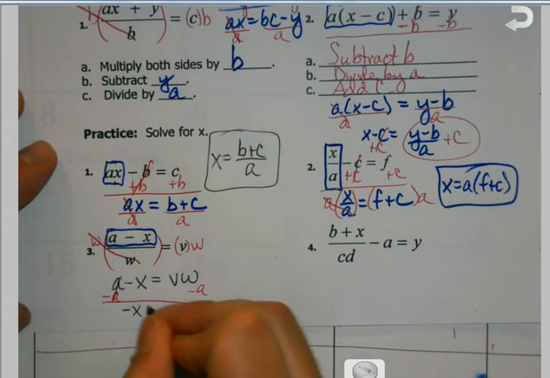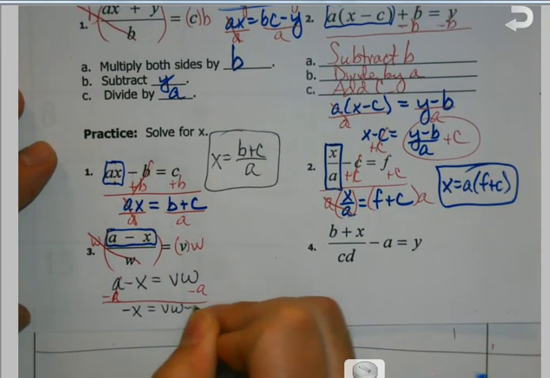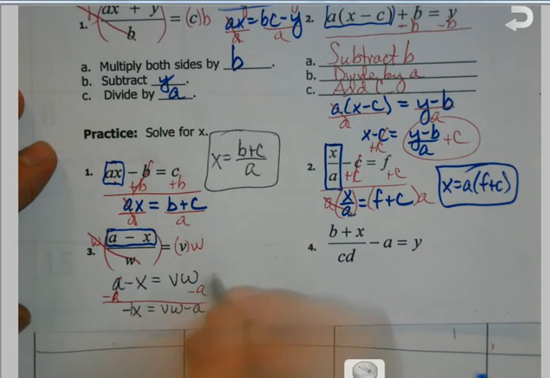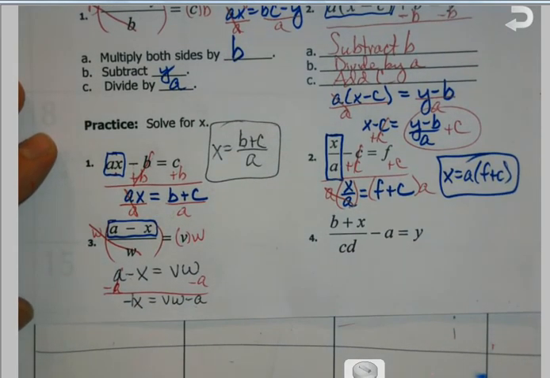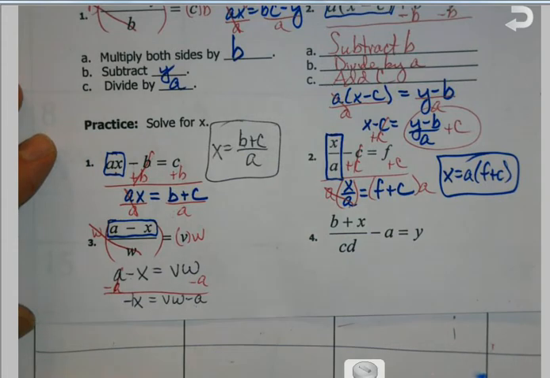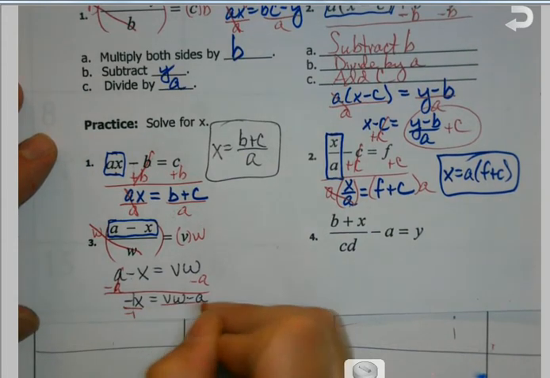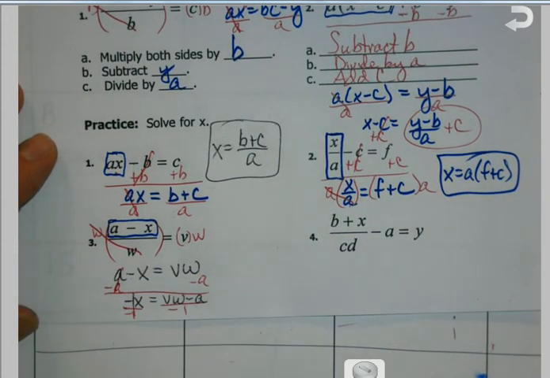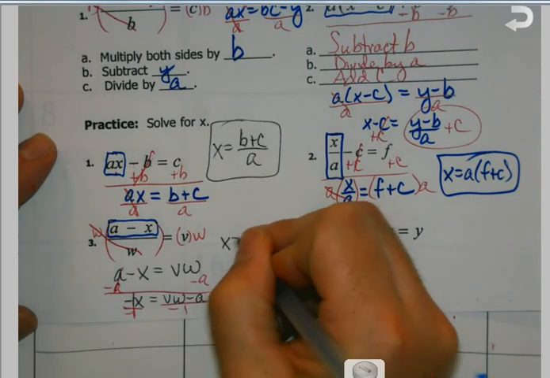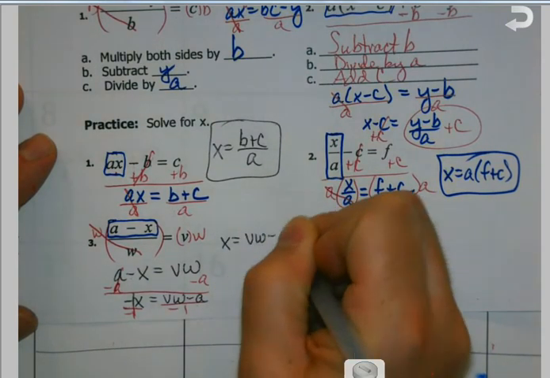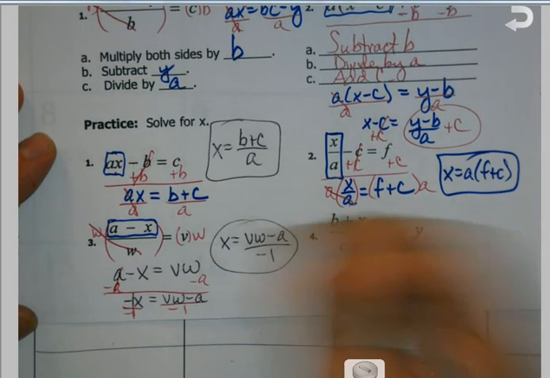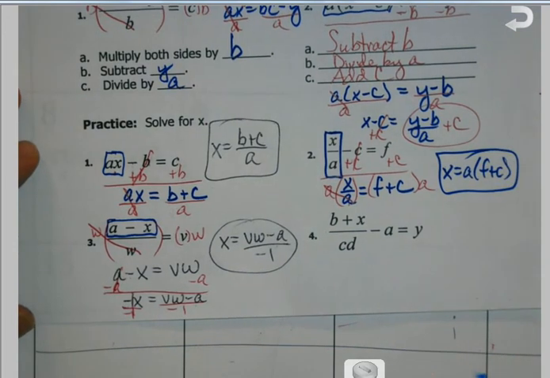Now this time I got one more thing up my sleeve, because there's a -1 hanging out in front of that x. So let's see, that looks like I'm multiplying by -1. So what's my opposite going to be for me to be done? Divide. So x equals VW minus A over -1. Hey, we got our first number in an answer.